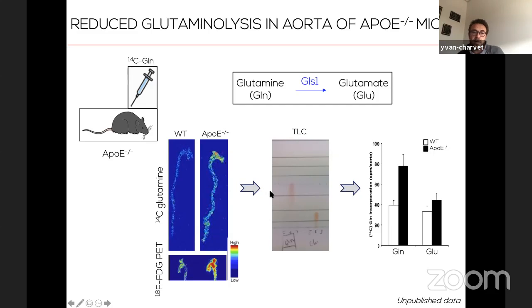But very surprisingly, when we ran a TLC, which is a very old-fashioned technique, and looked at the ratio between glutamine and glutamate, which is converted by the enzyme called GLS1, you can clearly see that there is no conversion at all to glutamate, suggesting that glutamine is stuck in the aorta and cannot be converted. This is probably because GLS1 activity is downregulated in the plaque.